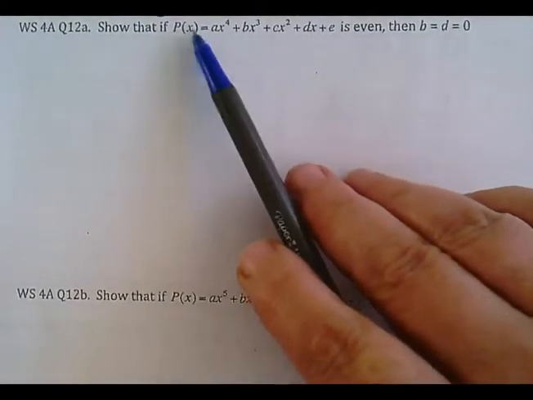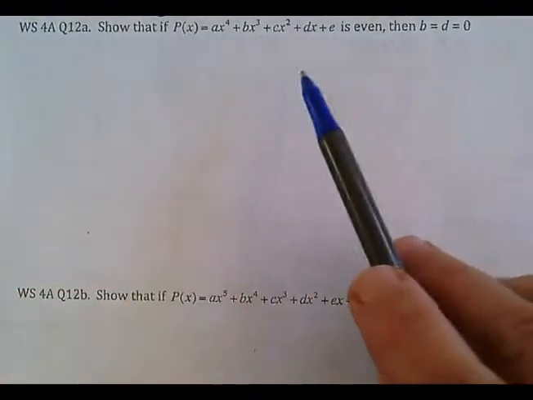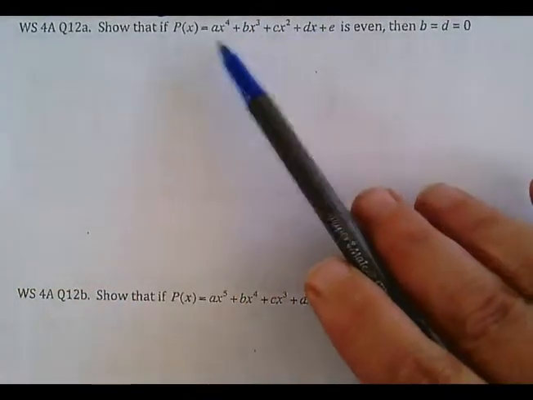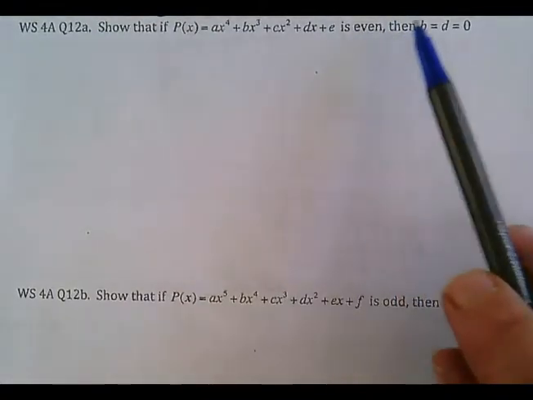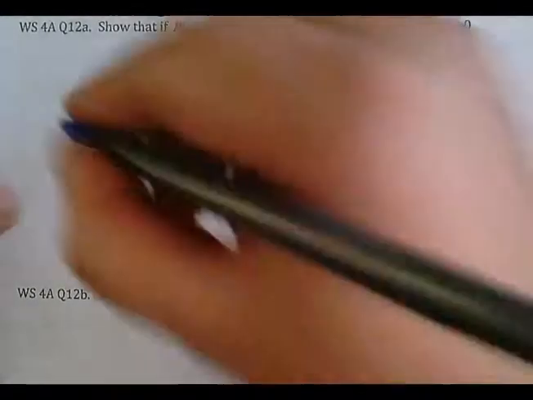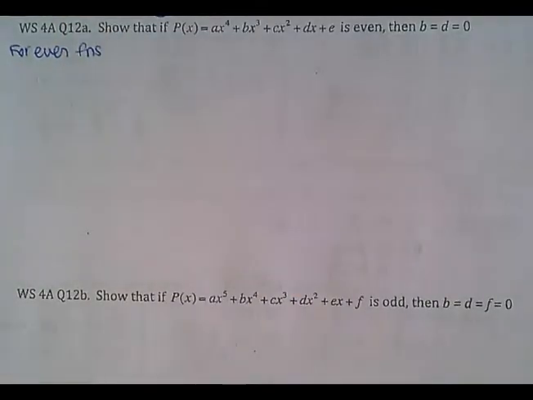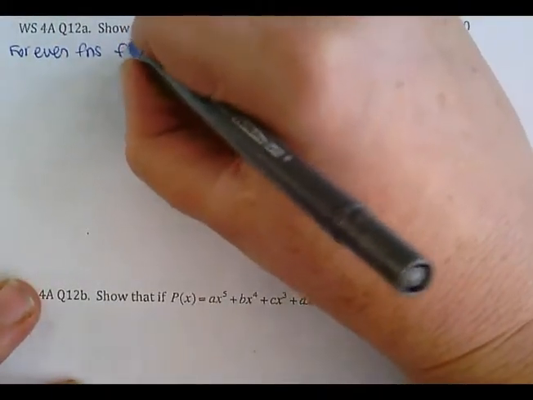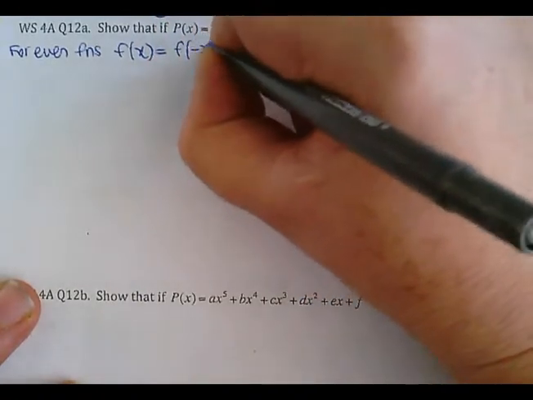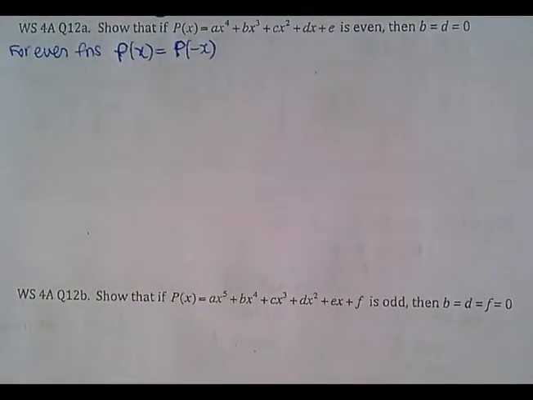Show that if a polynomial in x is given by ax to the power of 4 plus bx cubed plus cx squared plus dx plus e, if it's even, then b equals d equals 0. What does even mean to you? That f of x equals f of negative x. So, for even functions, that's all we know. You're not going to be able to sketch it, are you? We know that the function of x equals function of negative x, or p of x. Let's put p because we've got p's instead of f's.